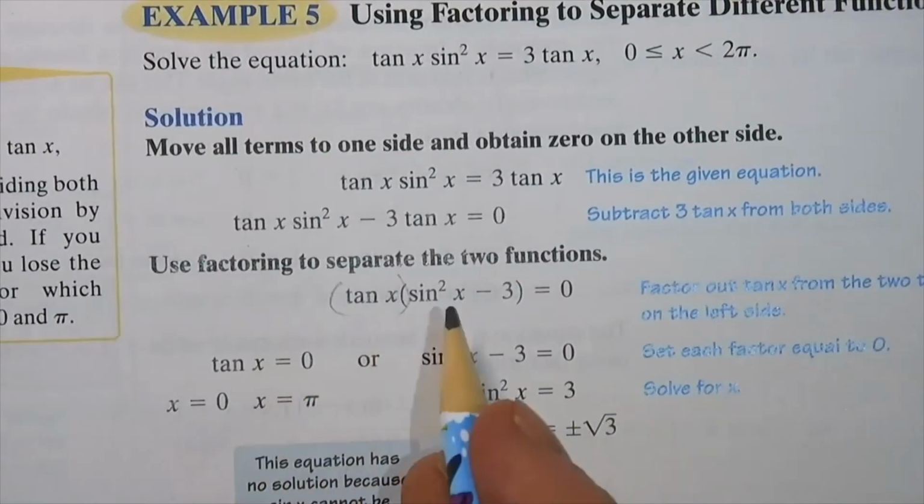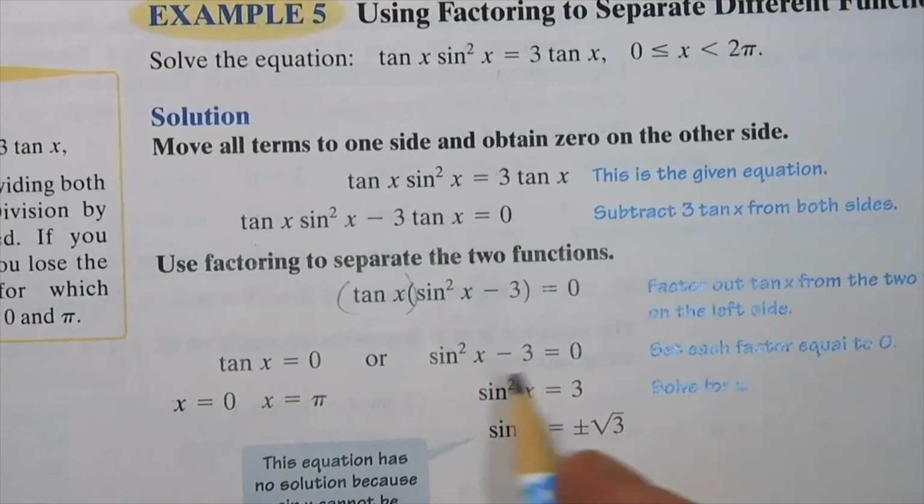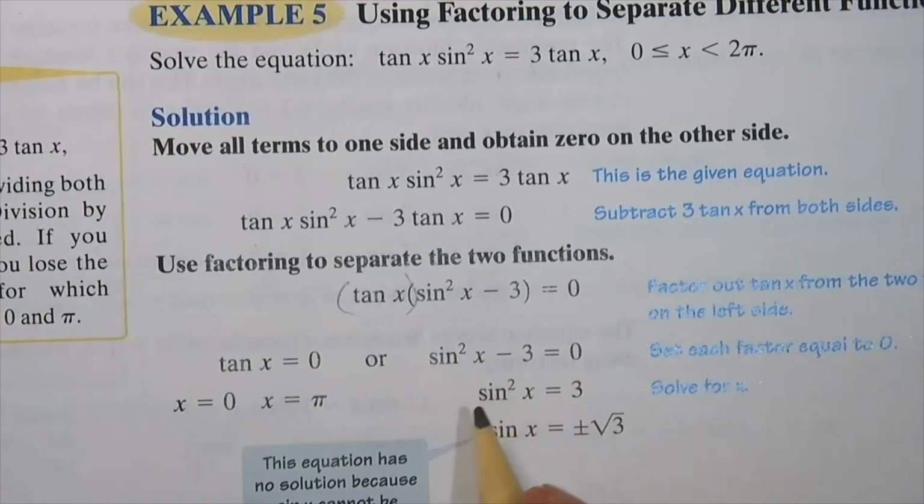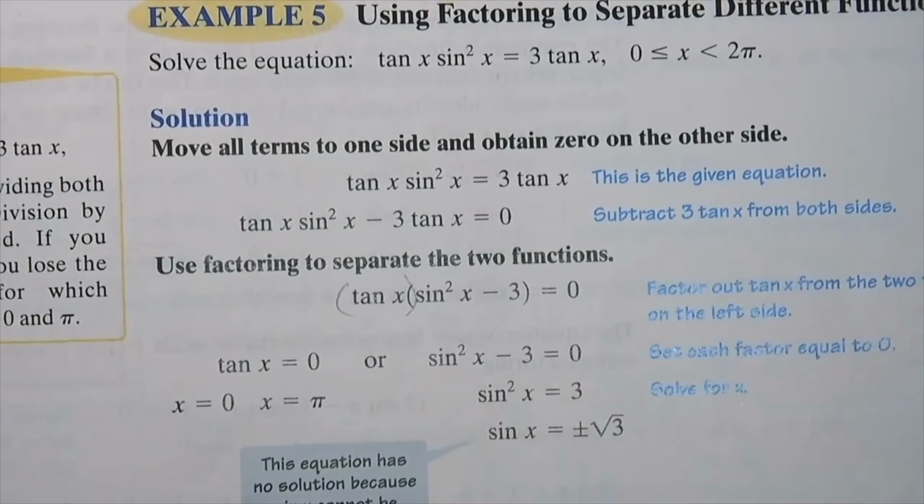Tangent of x is 0. And this one, and then like, oh, I gotta solve this one. Add the 3. How to get rid of a square? Square root. Okay, so I'm not gonna test you on one like that.